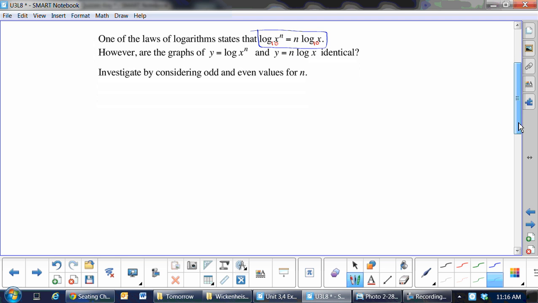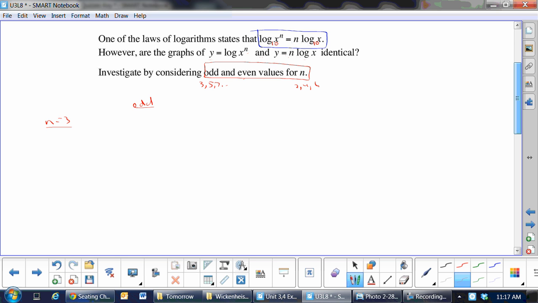Now, let's talk about odd and even values of n. Okay, so you know what odd are, right? 3, 5, 7. We're not going to use 1 because, and then even values 2, 4, 6. Something extremely unique happens when you have your exponent, or that 3. So let's look at n equals 3. Okay? So n equals 3 would be called an odd.